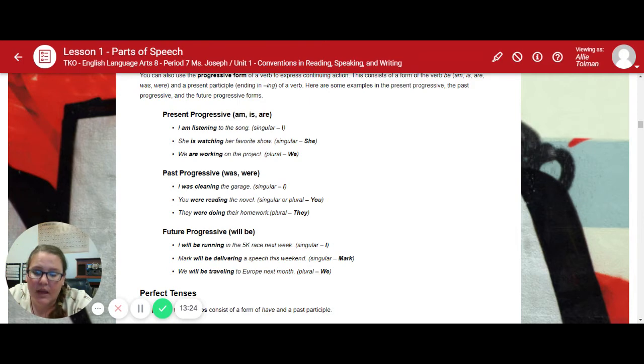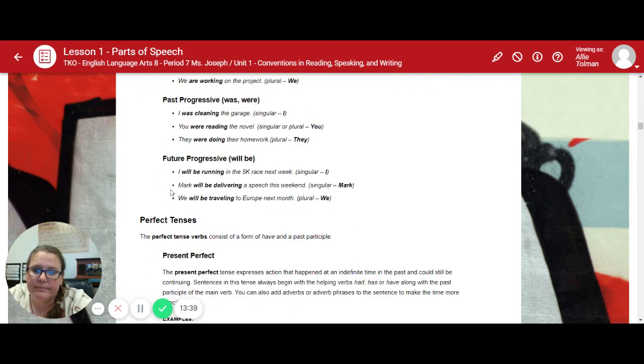Future progressive. I will be running in the 5K race next week. Mark will be delivering a speech this weekend. We will be traveling to Europe next month. Will and be. And then we have our I, Mark, and we.